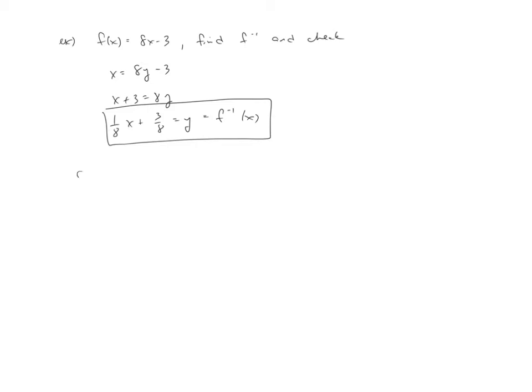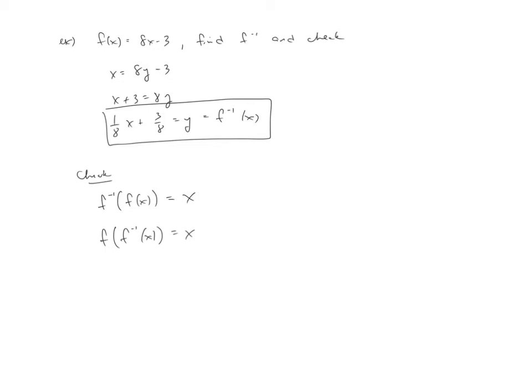Now we want to check it. And so remember, there's two things in order to confirm this is the inverse. There's two things that we have to show. The first one is that when we plug our original function into our inverse, we need to make sure that this gives us x. And we also need to make sure that if we evaluate the other way, it gives us x as well. So those are the two things that we would need to show in order to check.